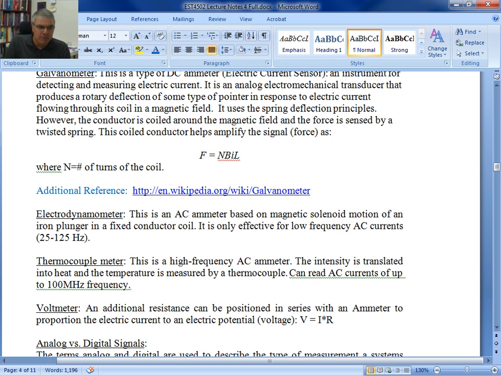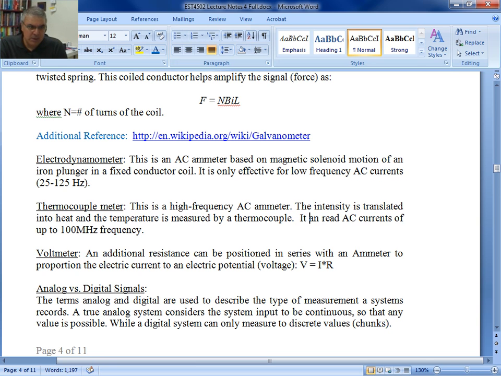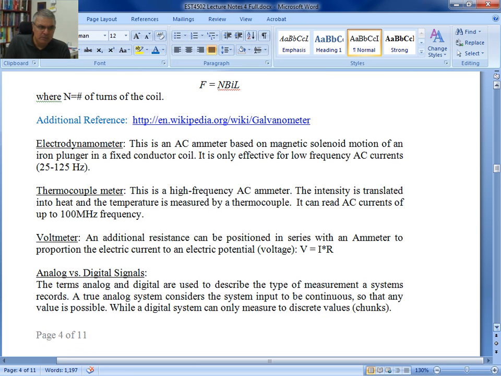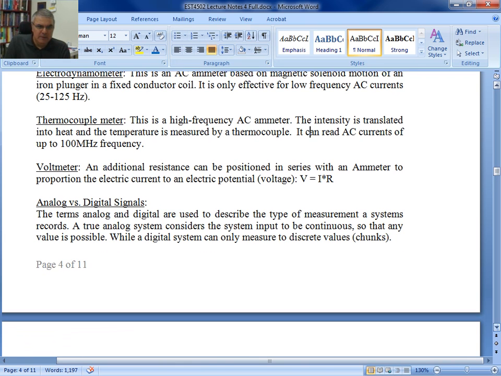Then there's a thermocouple meter. This is an AC ammeter, and the intensity is translated into heat, and then we measure the temperature by a thermocouple. It can read both. Let me also add this here. It can read AC currents up to 100 megahertz of frequency. So the higher frequency could also be read by a thermocouple meter.